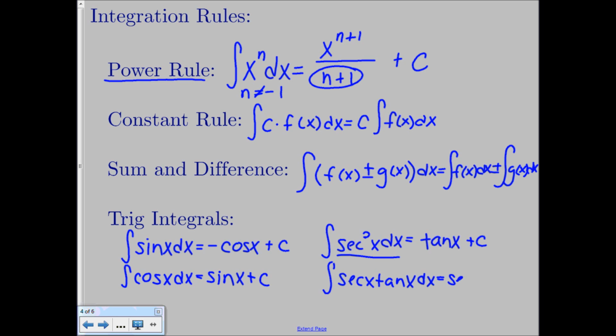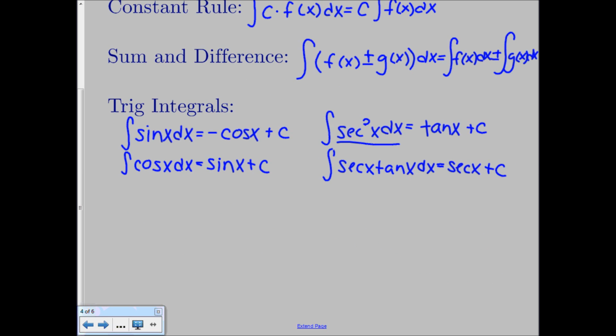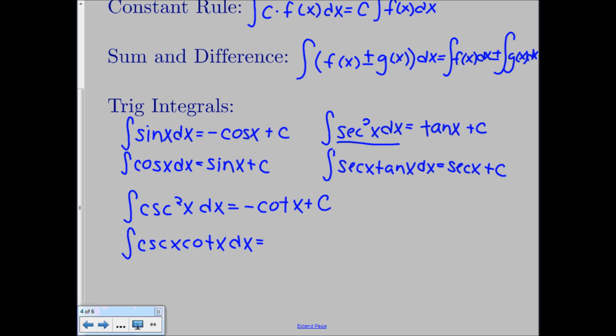And then we have secant x tangent of x dx, which is just equal to secant of x plus c. And then we have 2 more. So then we're also going to have cosecant squared of x dx, which is just going to be equal to the negative cotangent of x plus c. And then for the last one, we're going to have cosecant x cotangent of x dx, which is just negative cosecant of x plus c.